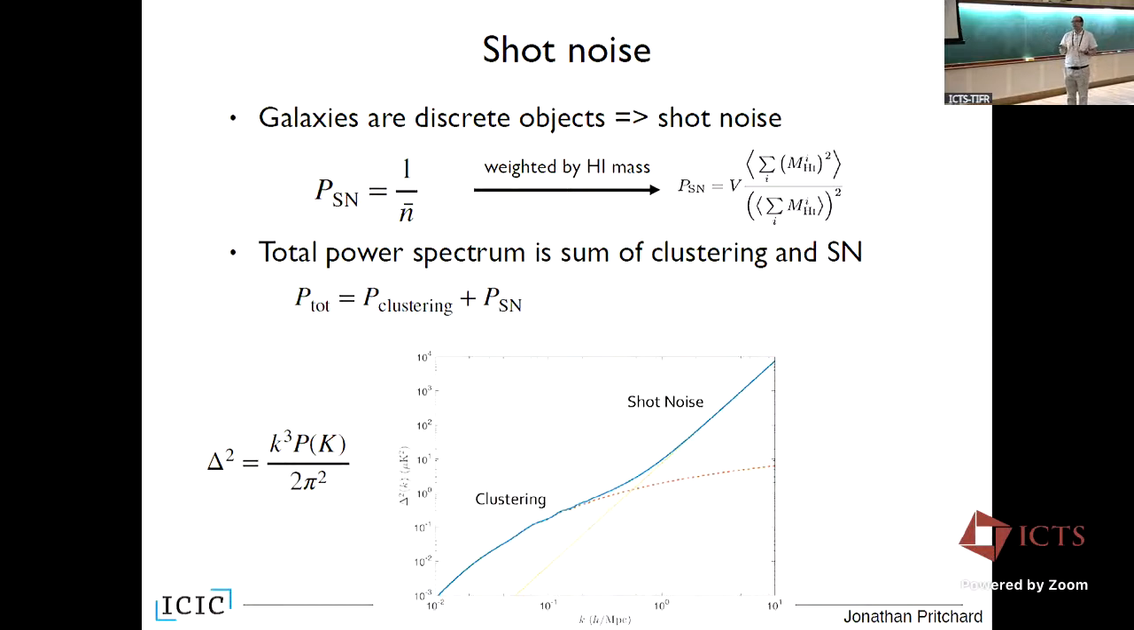Generally, the total power spectrum that we measure is going to be a sum of a clustering, cosmological bit and a shot noise bit associated with the details of the individual objects. And it looks something a bit like this. On small scales, or large k, you tend to be dominated by the shot noise, and on large scales, small k, you're dominated by the clustering. So there are these two regimes for the power spectrum that we can measure.